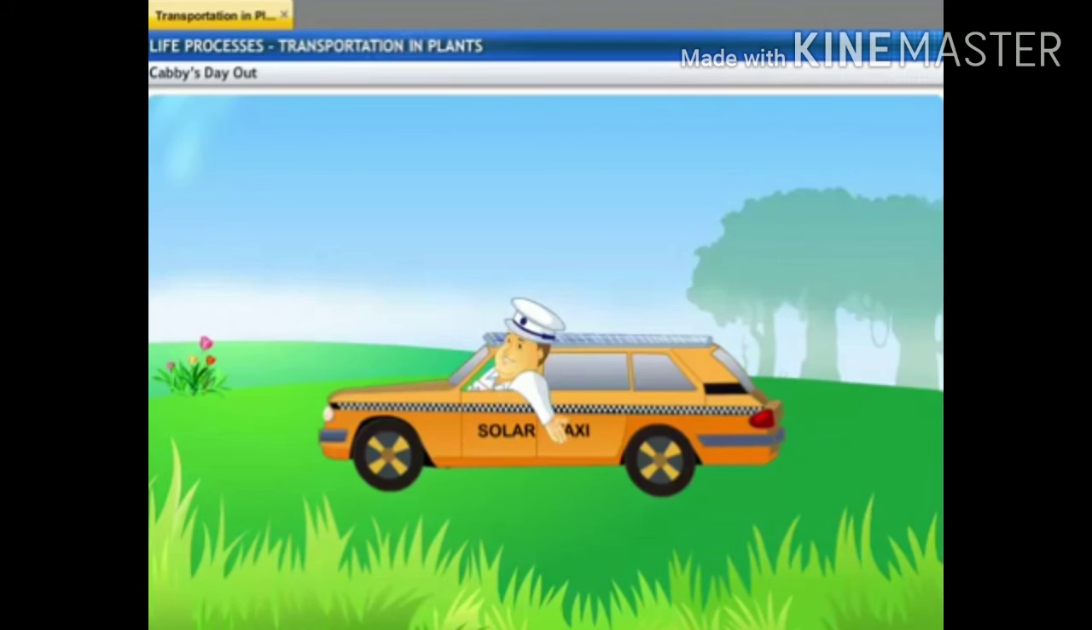Hi, I'm Cabby, and this is my solar-powered taxi. I am out to create a record for the longest drive made on solar power. Why don't you join me?